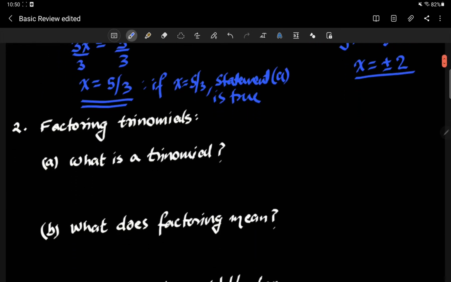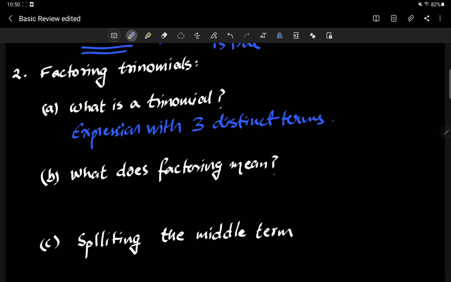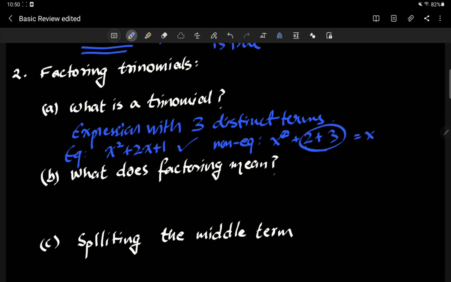The second recurrent idea is going to be trinomials. Essentially speaking, a trinomial is an expression with 3 distinct terms. So for example, x squared plus 2x plus 1, and a non-example would be x squared plus, let's say, x plus 2 plus 3, because this can be combined into x plus 5.